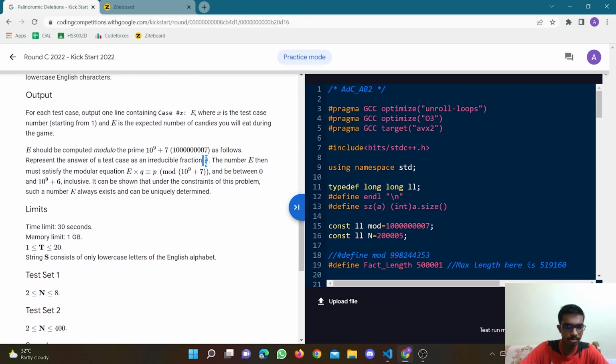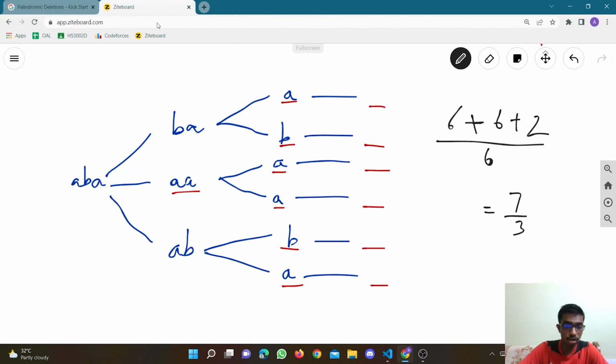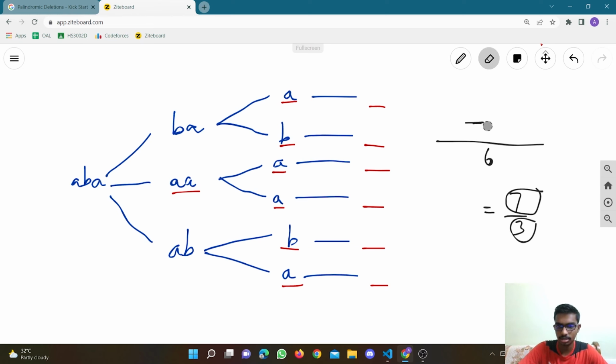If the fraction is p by q, then we should output a number e such that e times q is congruent to p mod 1e9 plus 7. So we basically know that this will be p times the mod inverse of q, where the mod inverse can be calculated using Fermat's theorem. It's something you can Google up as well. Essentially we'll just have to find the numerator, find the denominator, compute the modular inverse of the denominator, multiply the numerator, take mod, and that will be the answer.